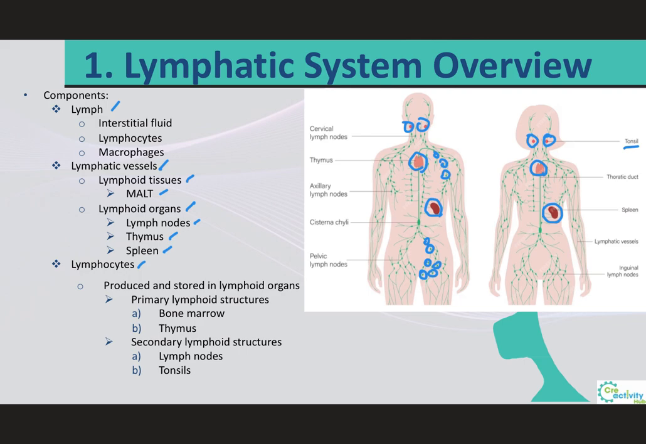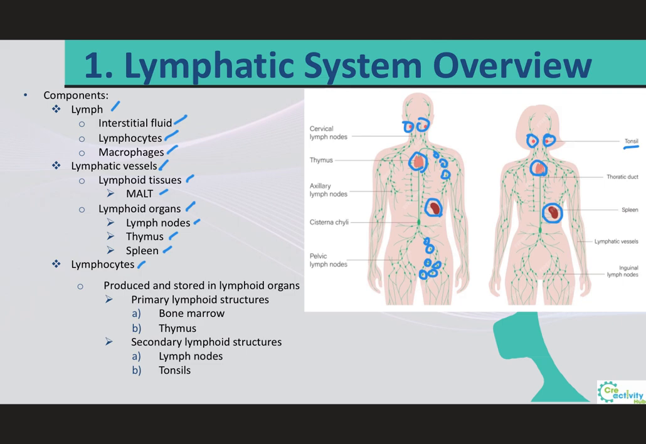Now, the lymph consists of three main things: interstitial fluid, lymphocytes, and macrophages. The interstitial fluid resembles the blood plasma, but with a lower concentration of proteins. The lymphocytes are the cells responsible for the immune response. We already talked about lymphocytes when we were talking about the blood. Remember, that was Module 2. And there are several different types of macrophages, and we will talk about those as well.